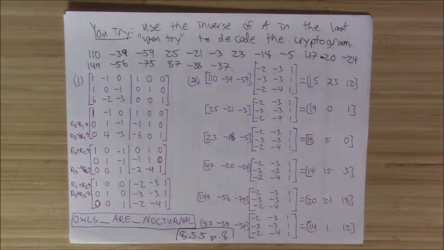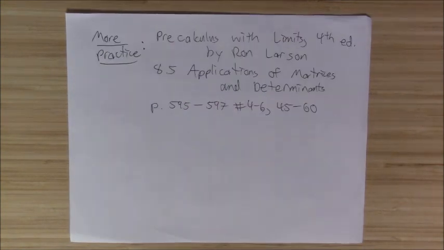owls are nocturnal. For more practice in this style of cryptography, be sure to see the textbook pages 595 through 597, and that is it. That is the last lecture for the course.